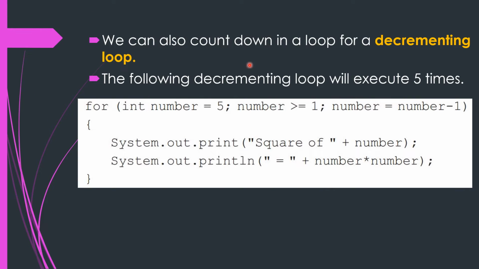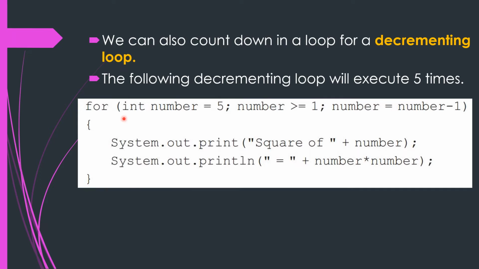Now, we may also want a decrementing loop, meaning we may also want to count down in a loop. So for this purpose, we use the decrementing loop. We have used an example here. The above statements like the package statement and public class statement are the same for these loops, so we are not displaying them. We are just seeing the main coding that we need to understand.